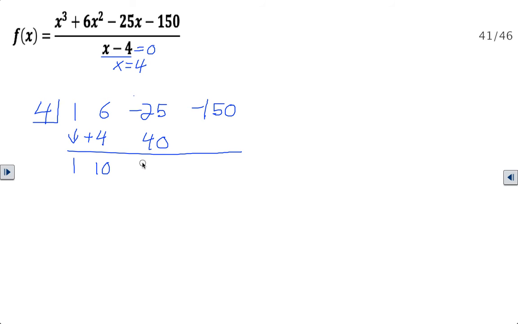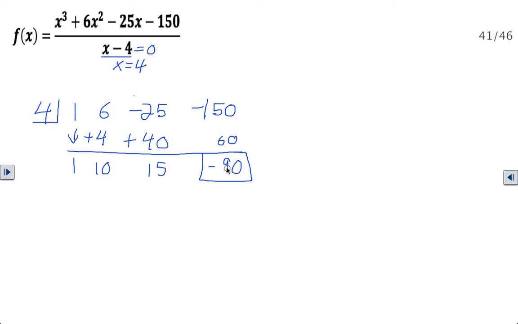Oh man, I've got to add this together. So let's see. Negative 25 plus 40, let's see. Is it 15? Let's see, yep, a positive 15. 15 times 4. Oh my goodness, this is really challenging my mental math. See, that would be 20 and then 60 there, right? And then, so my final number is going to be a negative 90.